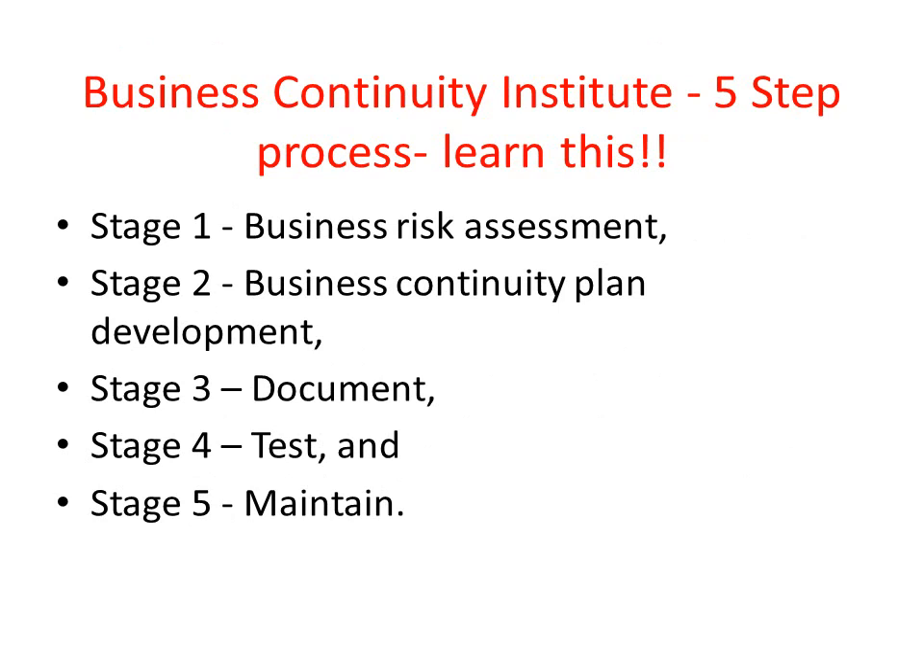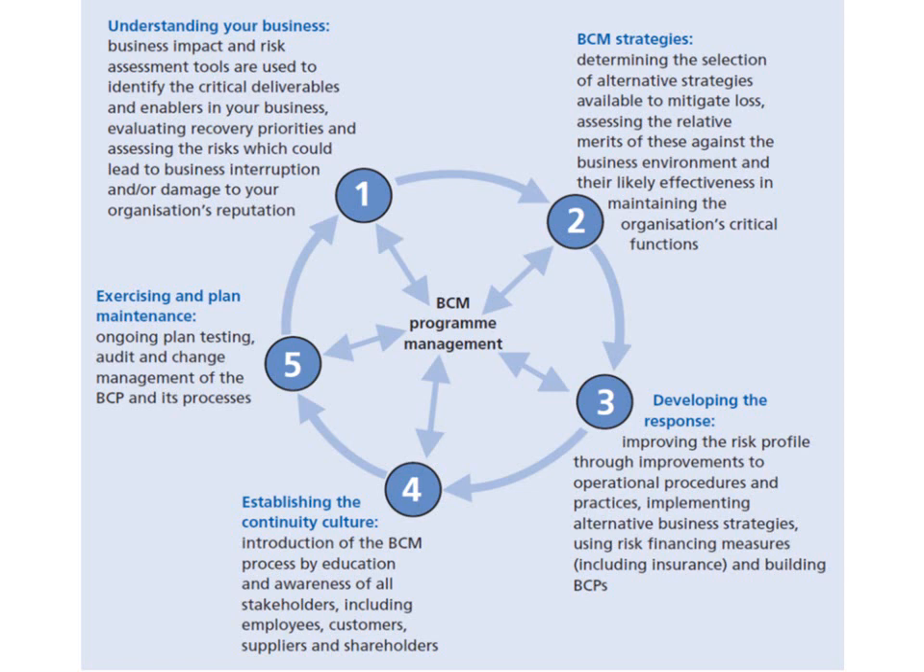How do we do it then? This is the one to learn. This is from the Business Continuity Institute. So we do the business risk assessment. We develop the plan. We document it. Then we have to test the plan, check it works. It could be a real-life plan or it could be a desktop test. And then we need to maintain the plan. So that's quite easy, five steps, but that's not in the study guide.